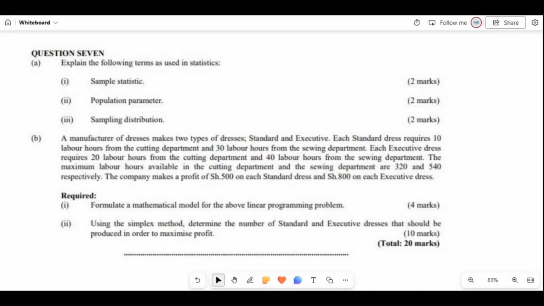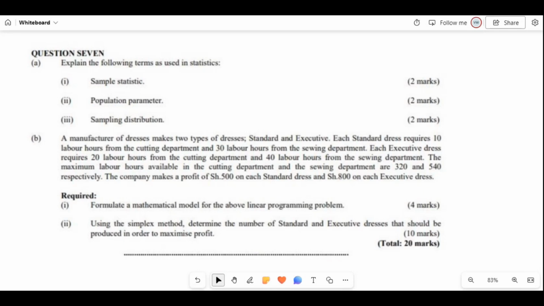Every time you're given a question on linear programming, you have to determine what the objective is. Once you've determined the objective, it can either be a maximization objective or a minimization objective. The company can either be maximizing profit or contribution, or minimizing cost. In this question, it is very clear that we are told it's a maximization problem, but sometimes you are not told, so you have to determine it yourself.